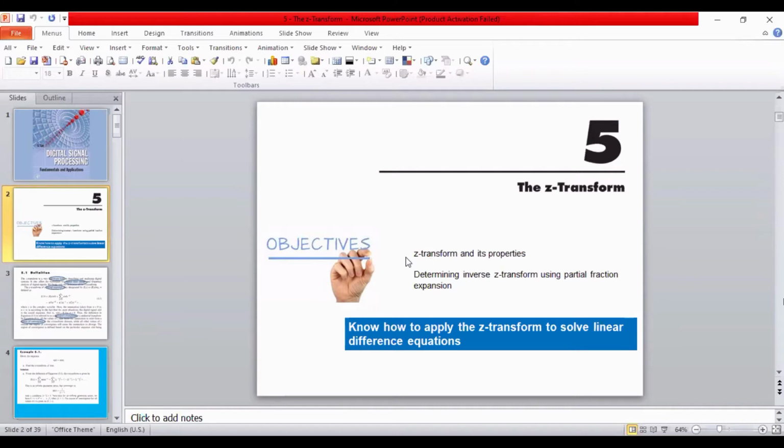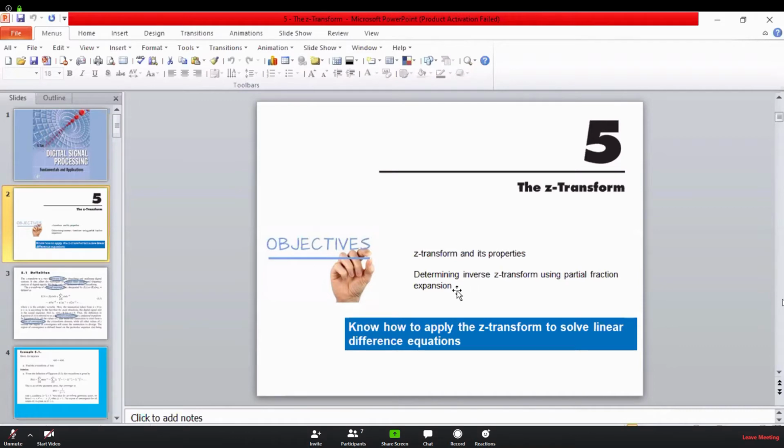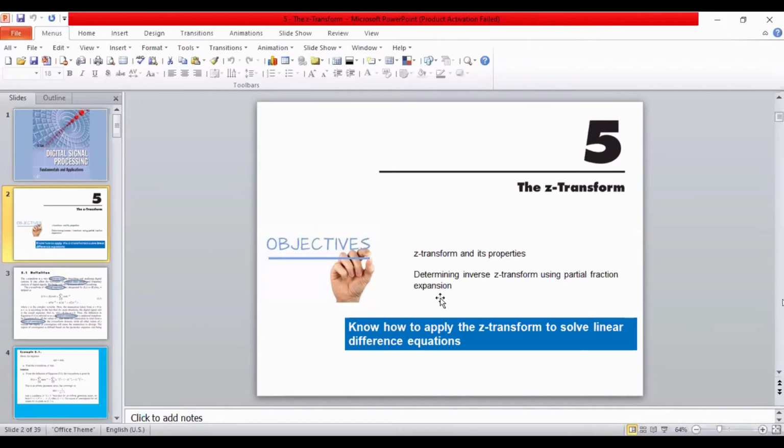And you will notice that it is basically the same as the Fourier transform, only that our Z variable is a complex variable. So we can think of the Z transform as a generalized Fourier transform, to explain things more simplistically. Our goal in this chapter is that we will be working with partial fraction expansion.